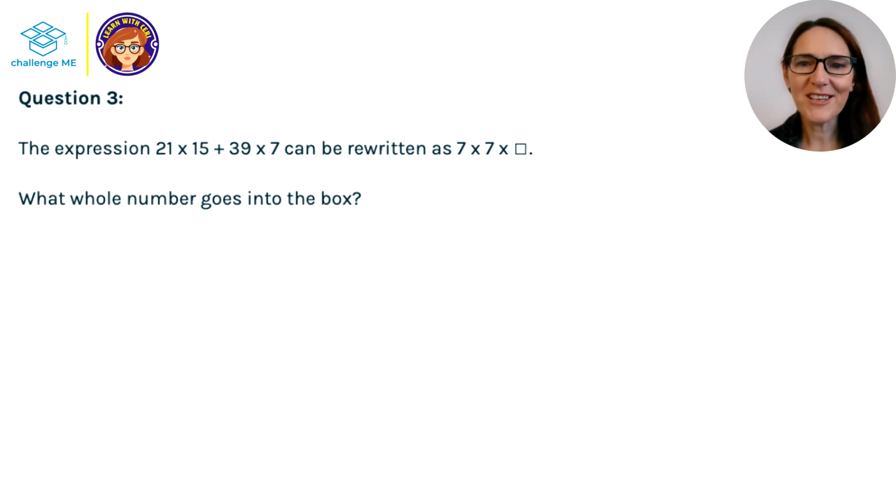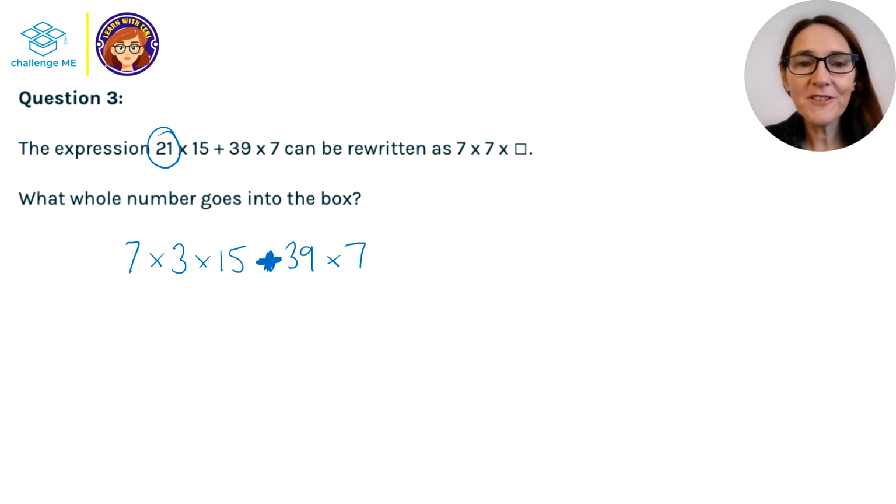Let's start with question 3. The expression 21 times 15 plus 39 times 7 can be written as 7 times 7 times something else. What whole number goes into the box? You might want to press pause and give this another go.